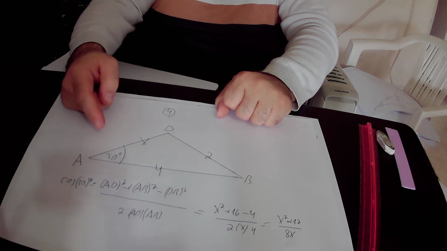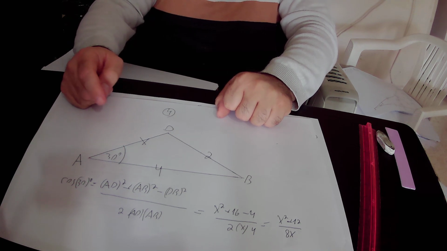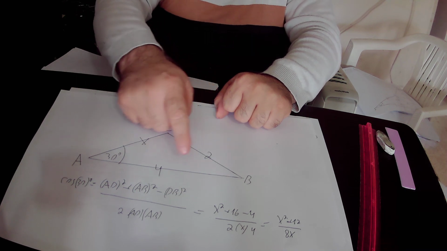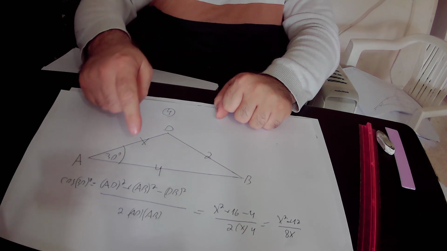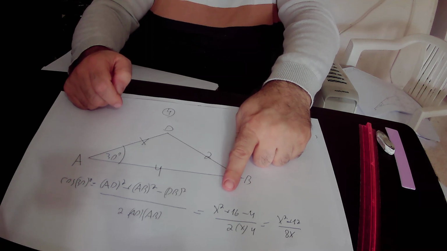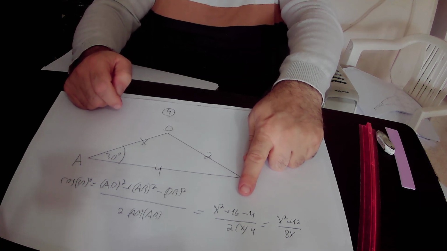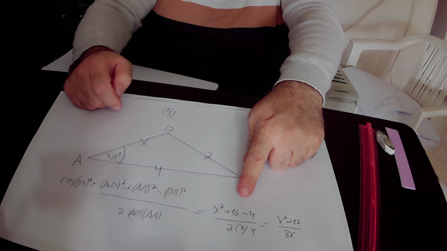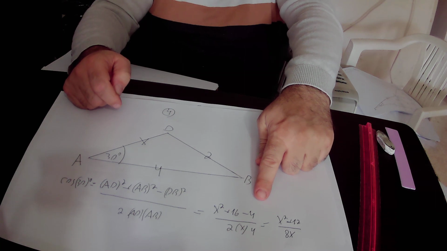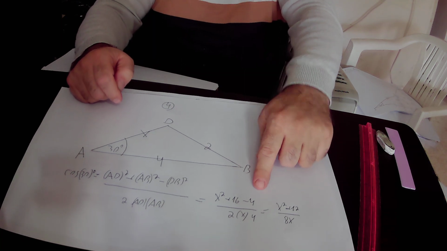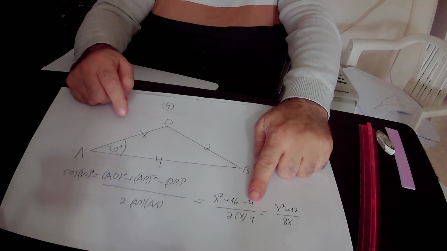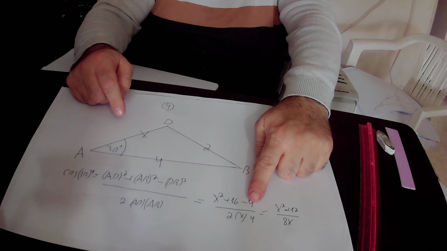So according to the law of cosines, cosine 30 degrees equals AD squared plus AB squared minus BD squared over 2 times AD times AB. AD is X, so AD squared is X squared. AB is 4, so AB squared is 16, because 4 squared is 16. DB is 2, so DB squared is 2 squared, which is 4, over 2 times AD, which is X, and AB is 4, so it is 2 times X times 4.